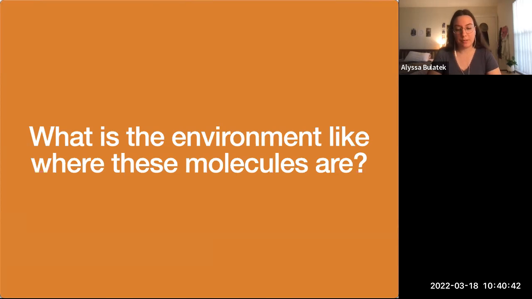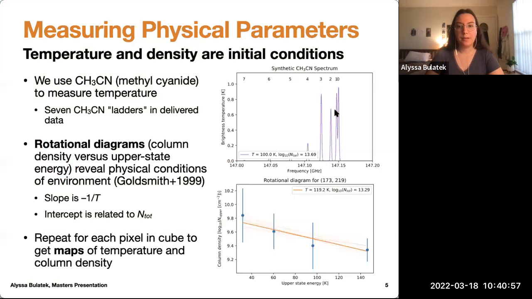And by the way, the data that we get from ALMA are in a cube form. That's what I'm going to call them. We have a spatial axis, and then a spectral axis that we get for free with radio telescopes. So yeah. One way we can measure temperature and density in our pointing is by taking advantage of the spectra themselves.